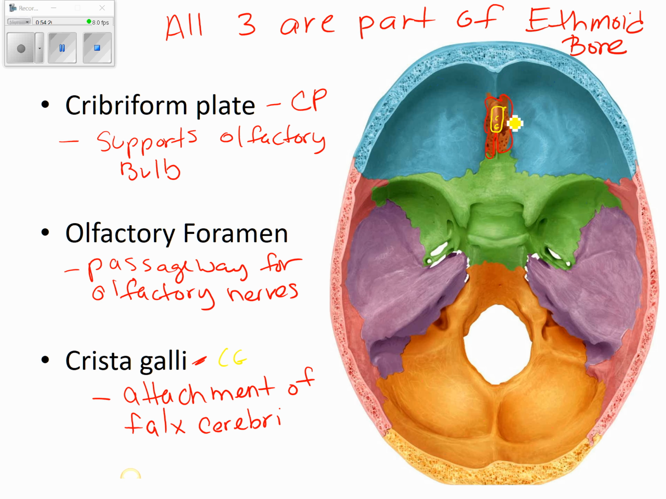So I tell people all the time, it is kind of silly, but it kind of helps people to remember which one's which. Krista is a baby, so her name is Krista Galli, and she's in the crib, and she's in the cribriform plate. So the cribriform plate goes around it, and all these little openings here in the cribriform plate are the olfactory foramen.